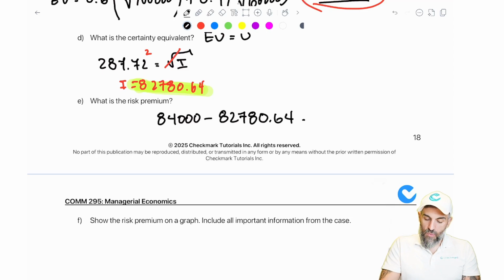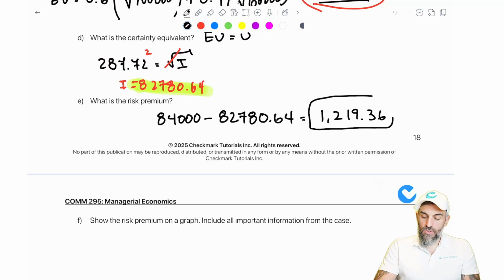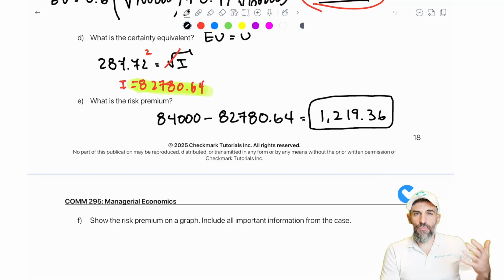So that's 1,219.36. Basically, he's willing to give up this much to remove the risk. Remember what I said the risk premium is? The definition is the amount that a risk-averse person is willing to pay or to give up in order not to take the risk. So if he takes the risk, his expected value is 84,000. He's willing to not take the risk and get 82,780.